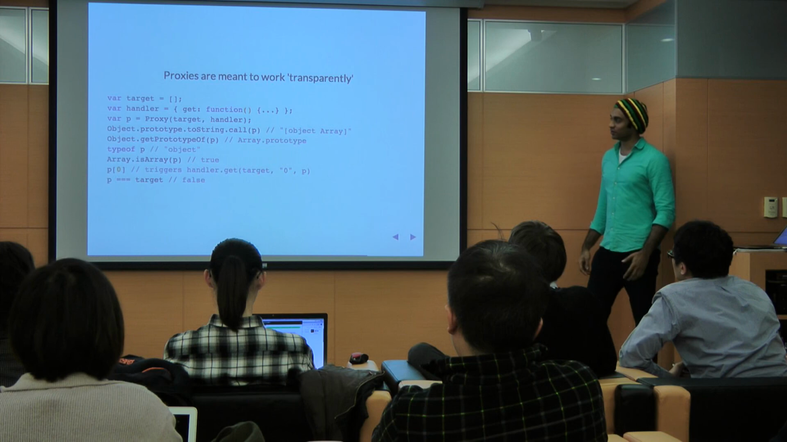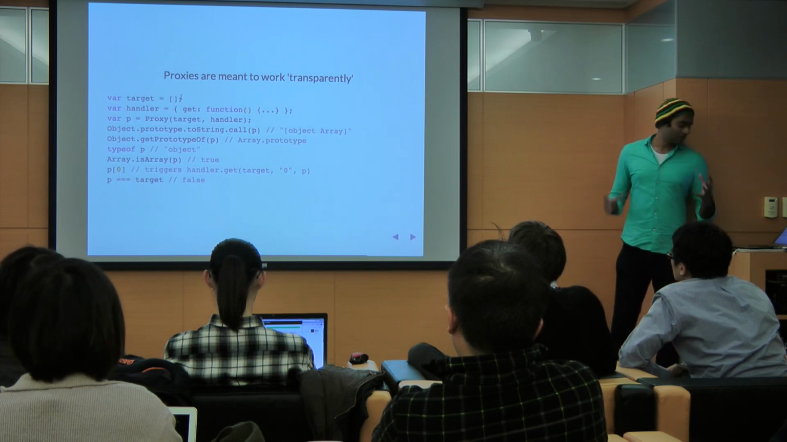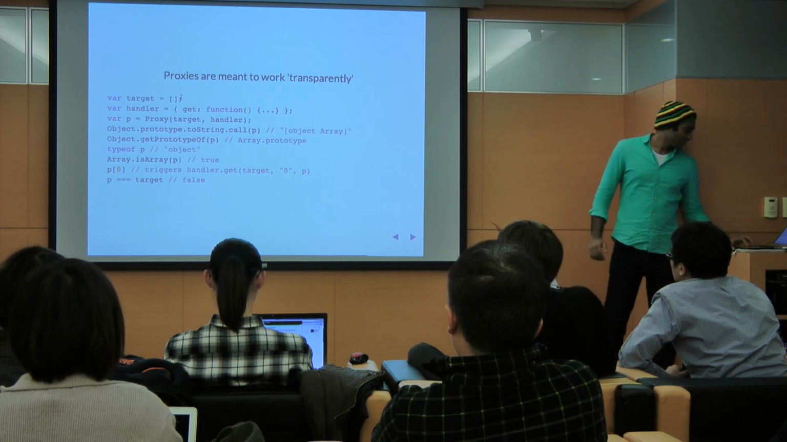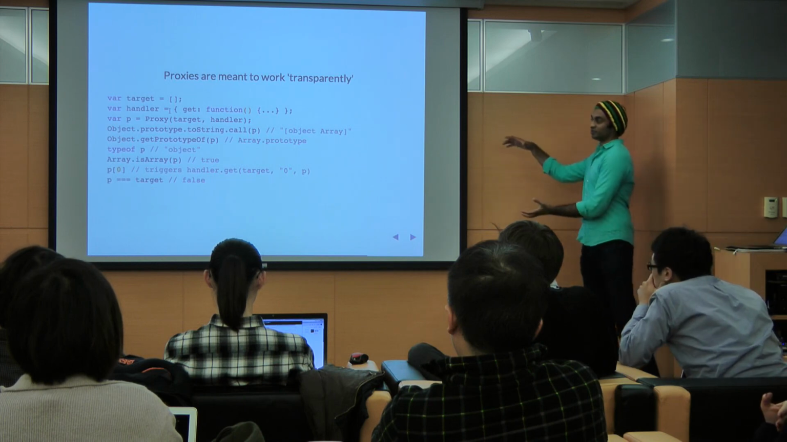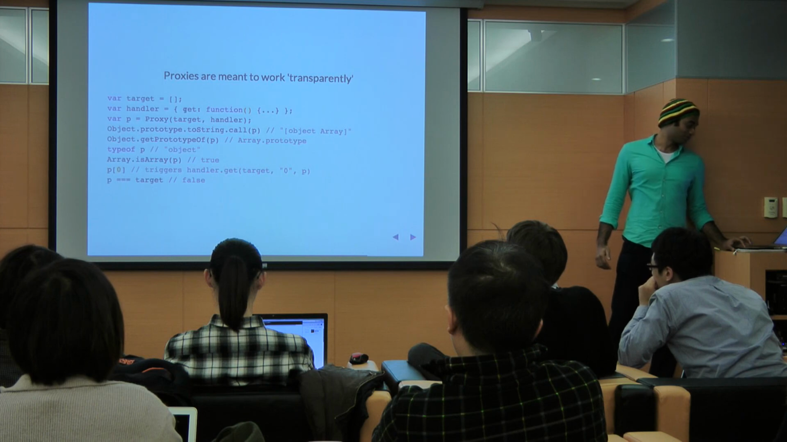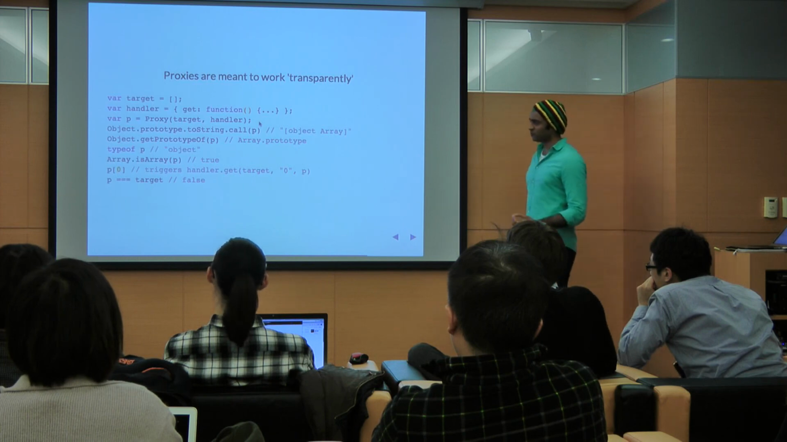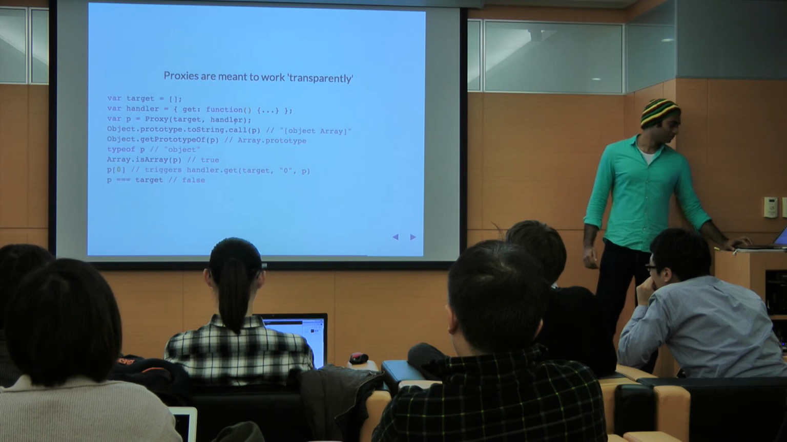So I'll go through this code. You have your target, which is the original object, which is just an empty array. And what we do, we have a handler. This handler is what we're going to wrap it with. And the handler is going to intercept a particular call. So this is how we create the wrapper. We use the proxy constructor. So what we're basically saying is, wrap this target with our handler.